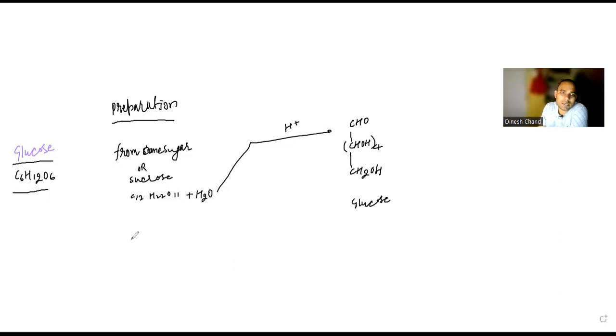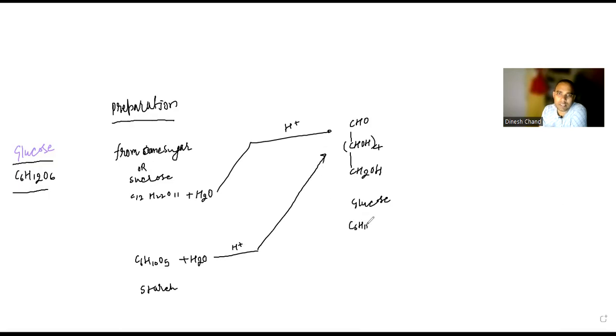Now there is another method, student, that is from starch. We can prepare it from C6H10O5. This is called starch. This starch can also be hydrolyzed in the presence of acid. So if you hydrolyze it in the presence of acid, it is again going to give glucose.